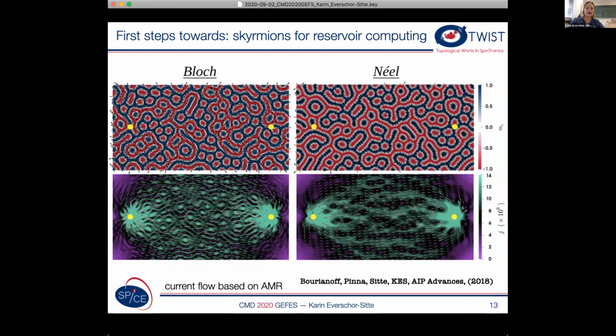So here you have our magnetic textures, here with Bloch or with Néel type DMI. We have the two contacts, and now we apply a voltage. If we have some AMR present in the sample, then this is how the current flow would evolve through the magnetic texture. You can see that where the skyrmions are, for instance, the current is stronger or weaker. So there will be a certain current pattern which corresponds to the magnetic texture.